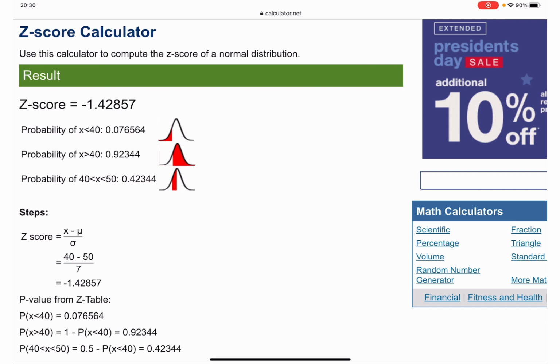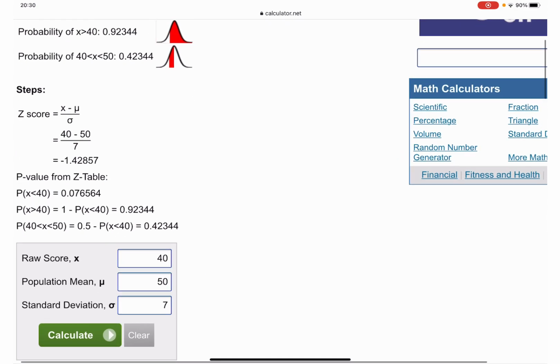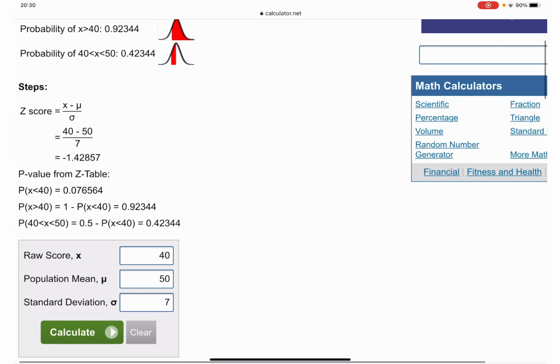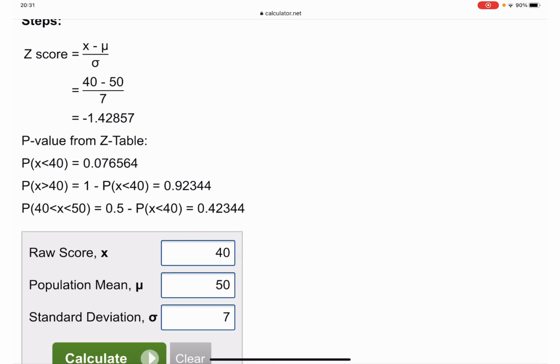So the probability less than 40 is 0.0765, which, if you round to the fourth decimal, is going to be 0.0766. And we got 0.073 something, right? Slightly different. So this calculator is more precise, I would say. And here you have the probability for greater than 40, 1 minus. And this is it for the case if you need to find out between two x's. All right?